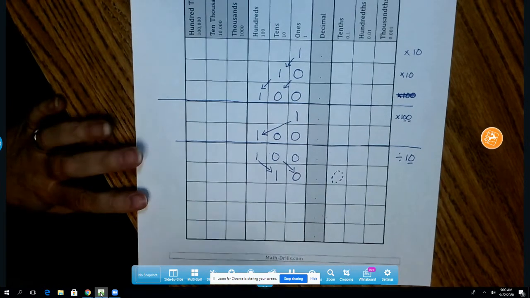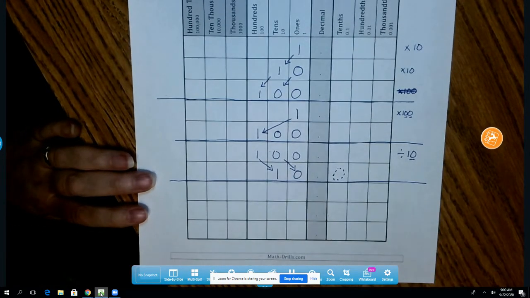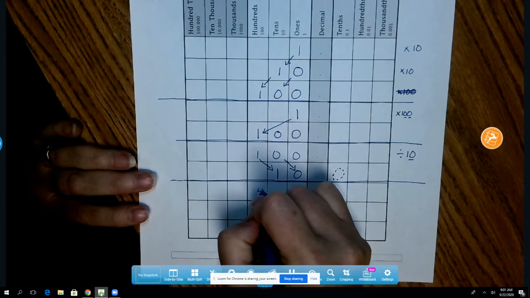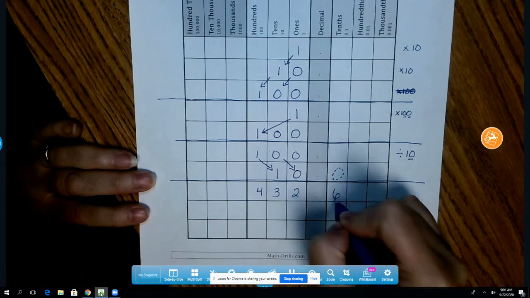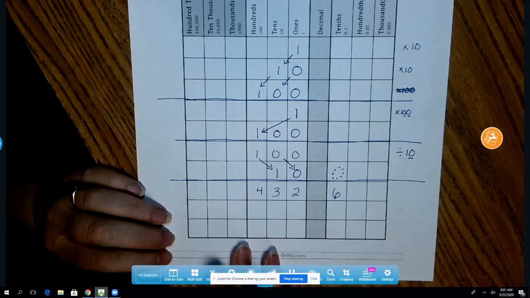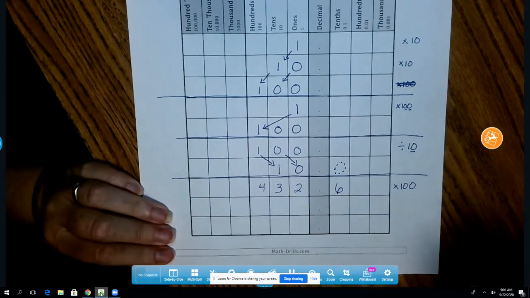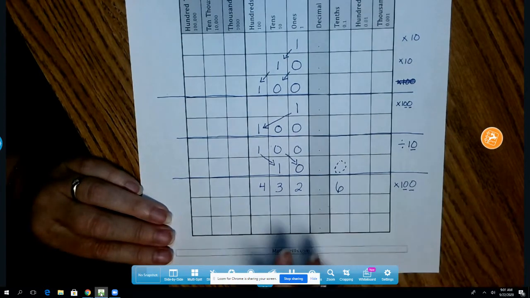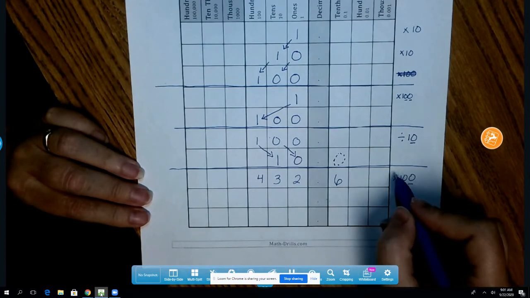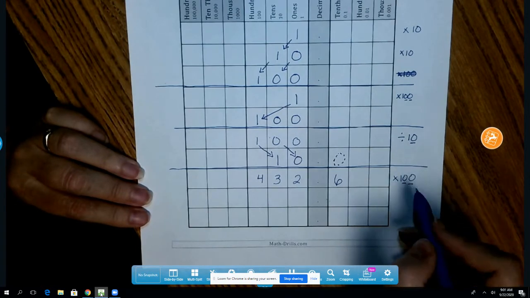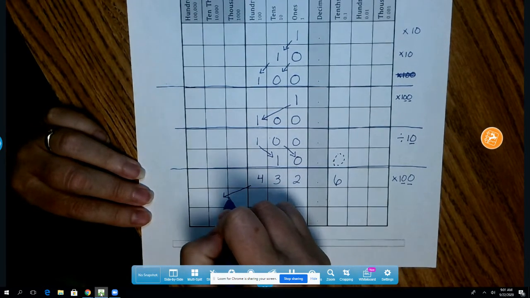So let's use this with a different number. Let's say we have 432 and 6/10. And we're going to multiply by 100. Well, I have 1, 2 zeros in my multiplication there. Okay, and it's a group of 10. That's why I can do this. Okay, so I know that each one of these is going to move 2 place values.